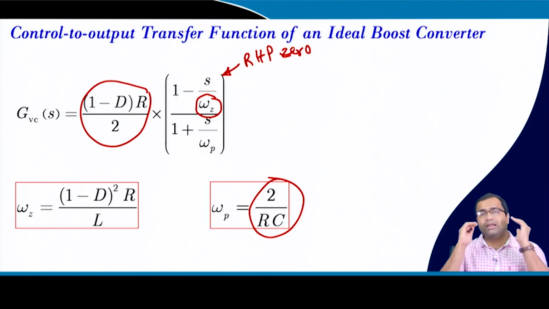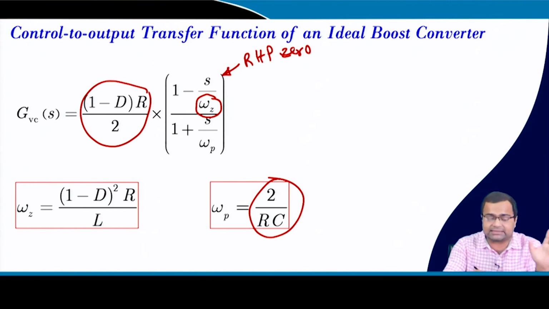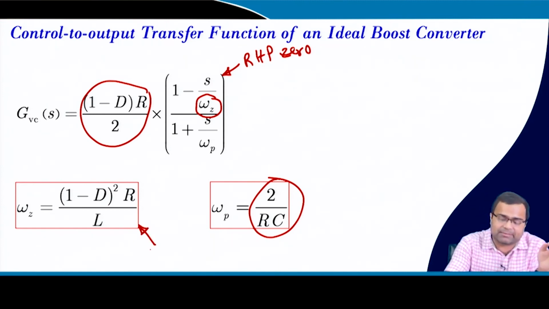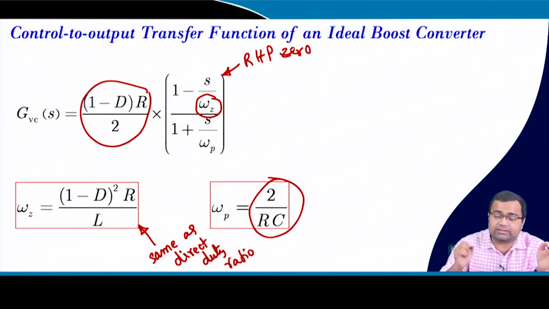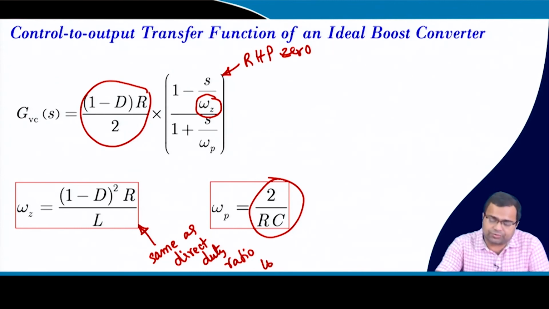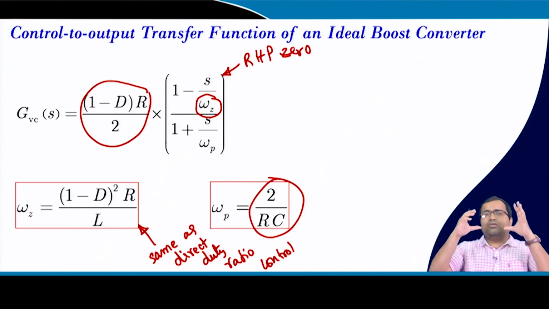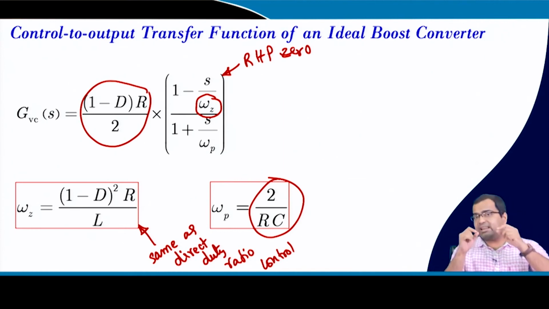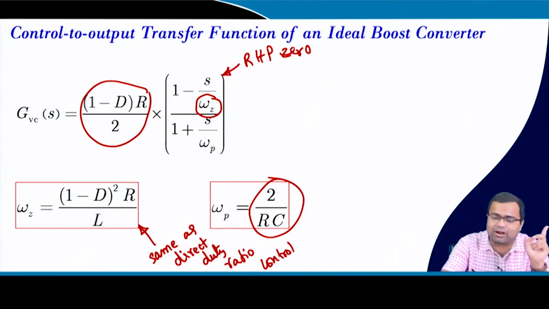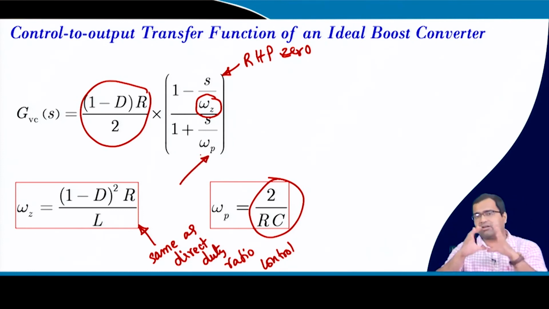Even with closed current loop we cannot avoid the RHP zero, because that is a physical property of the converter. By means of control you cannot remove it, maybe the effect can be reduced, but in this case the location of the RHP zero is exactly the same as in direct duty ratio control. That means when you talk about the control to output transfer function by perturbation in the duty ratio, here we have closed the current loop. So, one benefit we got is that the pole becomes a single pole, but you cannot avoid the RHP zero.